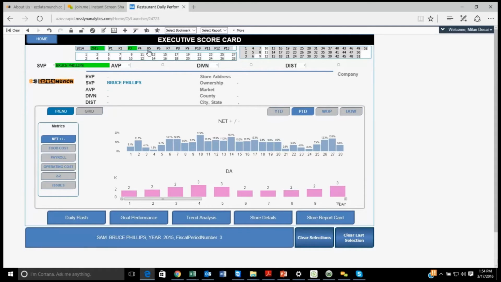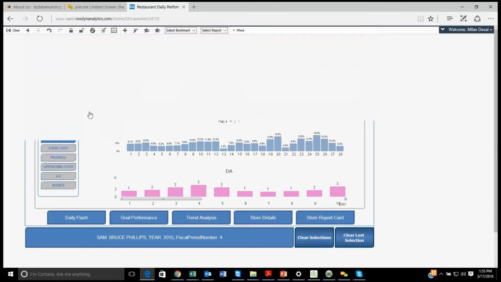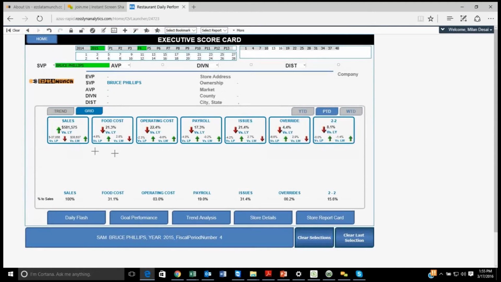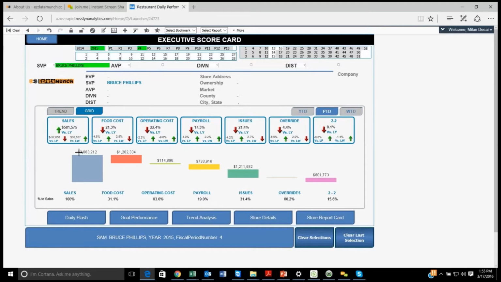Now you can select different periods. If you select period 4, it's going to change that performance, or period 5, or you can look at the current most period. You can also look at this in a grid format, so you're looking at all the different KPIs that you are measuring for Bruce in a grid format. That allows you to look at everything in a waterfall way. This is your net sales, and then what happened to your food cost, how much was operating cost, how much was payroll, how much was other items, and then basically how much net you made at the end of the day. So this gives you a very good visual aspect of what is happening with Bruce.